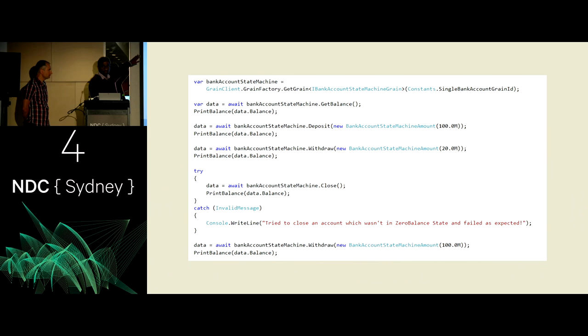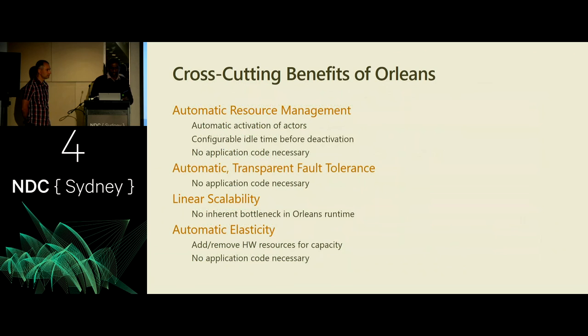So I'm going to wrap it up with just giving you an overview of the cross-cutting benefits of Orleans. Now, we've talked about all of this stuff. You can build very complex things with it. You can build things that require tools to generate the Orleans grain for you. That's the story that I'd like to leave you with.